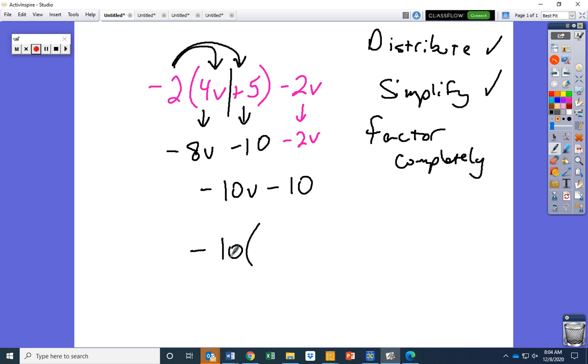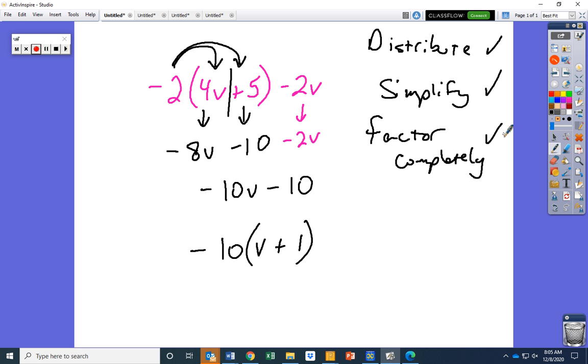What do I multiply negative 10 by to get negative 10v? 1v, or just what? V. And what do I multiply negative 10 by to get negative 10? What kind of 1? Positive 1. Okay. Have I factored completely? Yes. How many of you understood what we did there? That's not that difficult, is it?